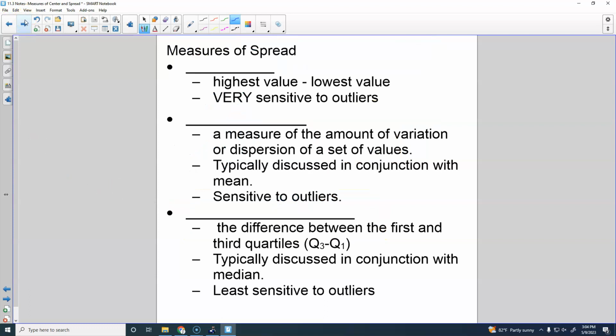Okay? All right. Real quick, we're going to talk about measures of spread. There's one that you should already know. It is range, and it is the highest value minus the lowest value. This is very sensitive to outliers because you are taking the outliers and subtracting them, right? You're taking highest and lowest, and your outliers are going to be your highest and lowest. So range is going to fluctuate a lot based on your outliers.